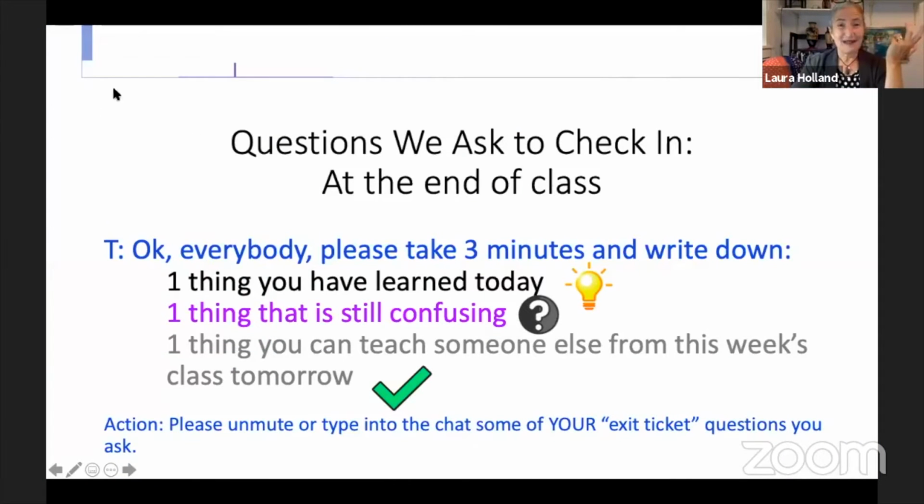Other questions that we can ask. So we can check in at the end of the class too, and do like an exit ticket, right? That's a really great practice that my students really enjoy doing.